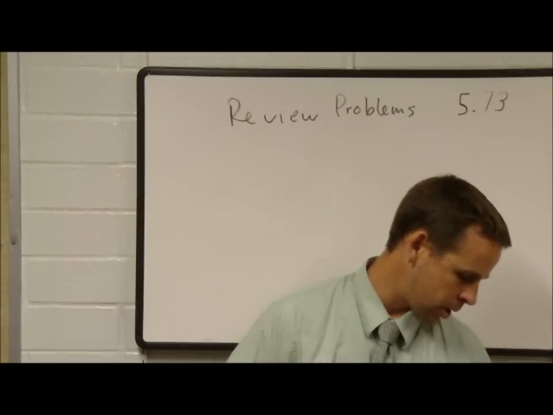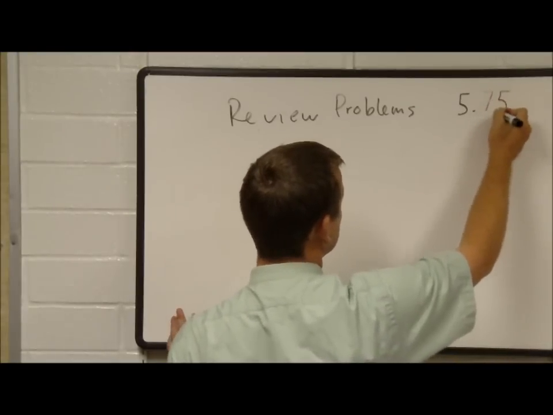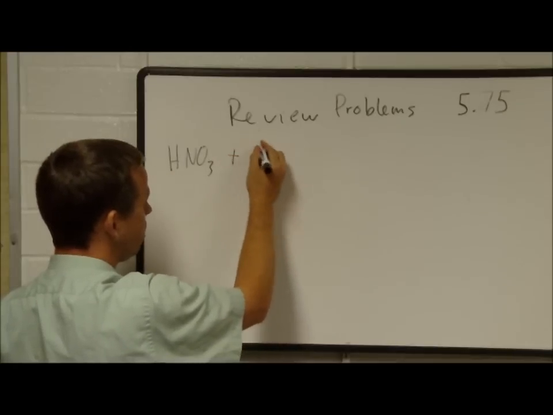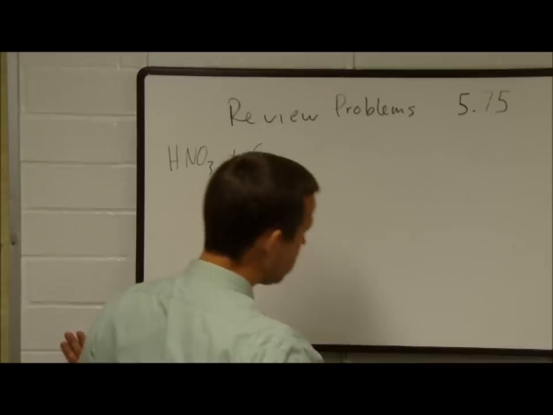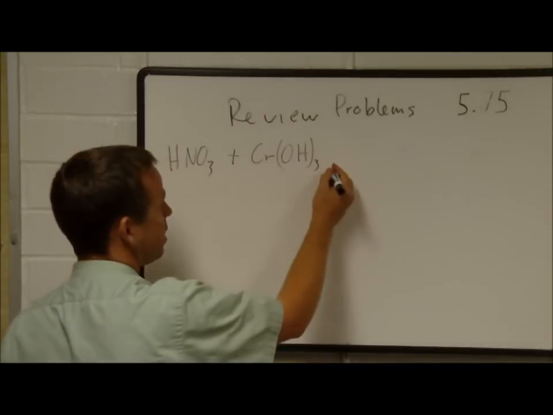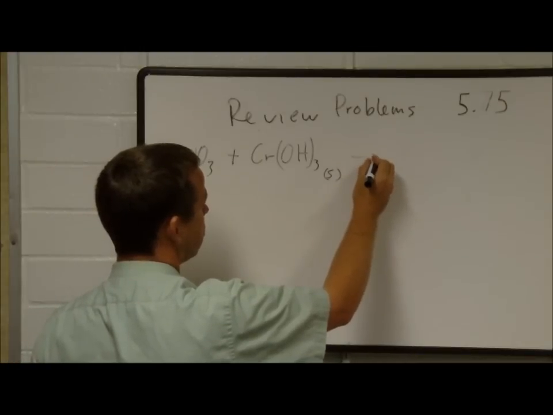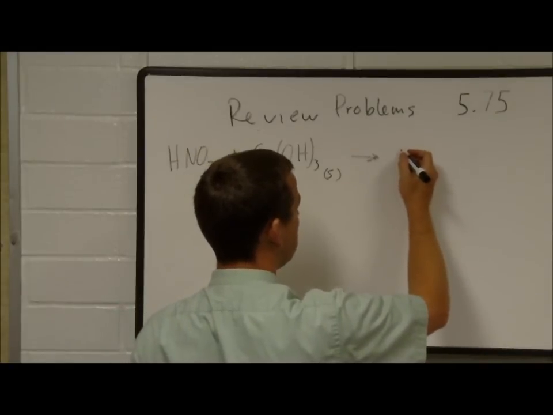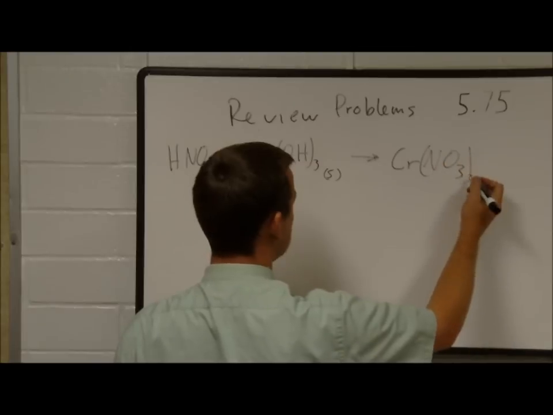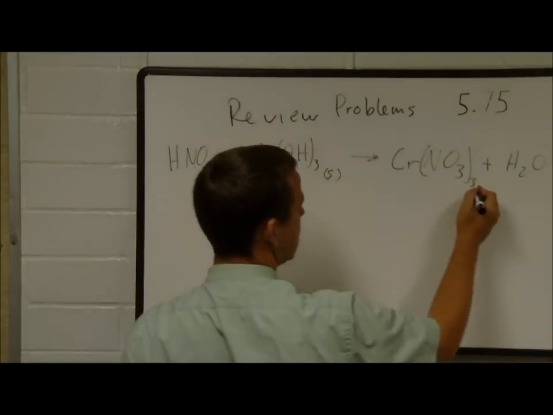575, complete and balance the molecular, ionic, and net ionic equations for the following reactions. HNO3, chromium hydroxide. NO3 is the nitrate ion. This is the acid of an ate ion, therefore it's -ic, nitric acid. Chromium hydroxide — we just talked about chromium hydroxide, and we said that it is a solid. But in the presence of a strong acid like HNO3, the chromium can be ionized to give us the Cr3+ ion. For now we write the molecular equation: chromium nitrate plus water. This is our solid, this is aqueous, this is aqueous, this is liquid.